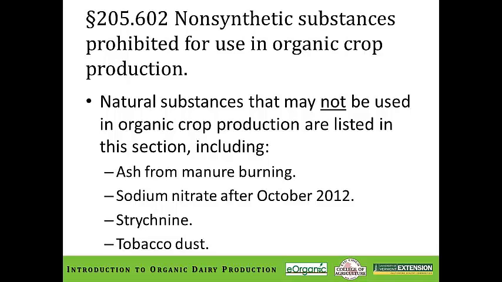We're now going to look at 205-602, which are the non-synthetic substances which are prohibited for use in organic crop production. So these are natural substances which may not be used, and they include ash from manure burning. Sodium nitrate will be taken off the allowed list and put on the prohibited list after October of 2012. Strychnine and tobacco dust are also prohibited.